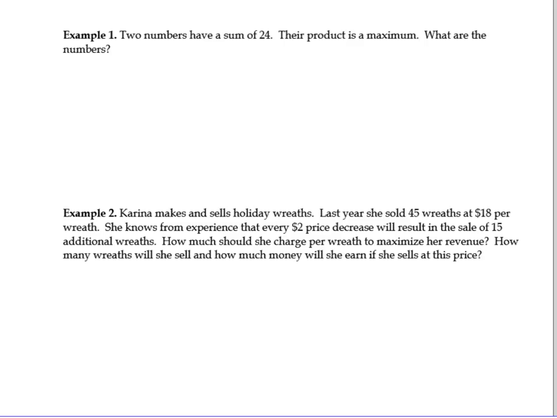Two numbers have a sum of 24. Their product is a maximum. So because we're trying to maximize product, that's the formula we want to make. So how do I make that?